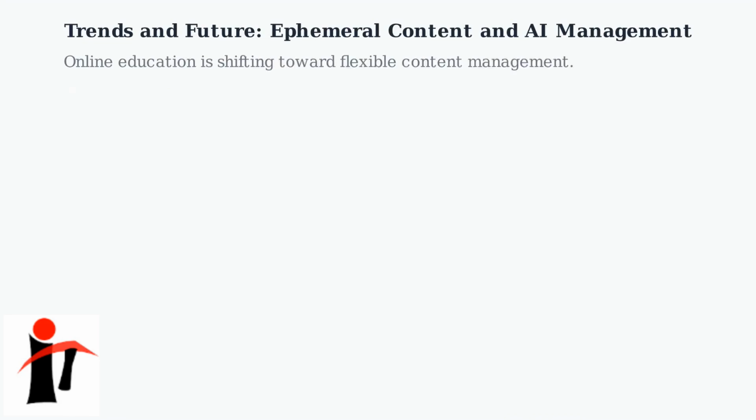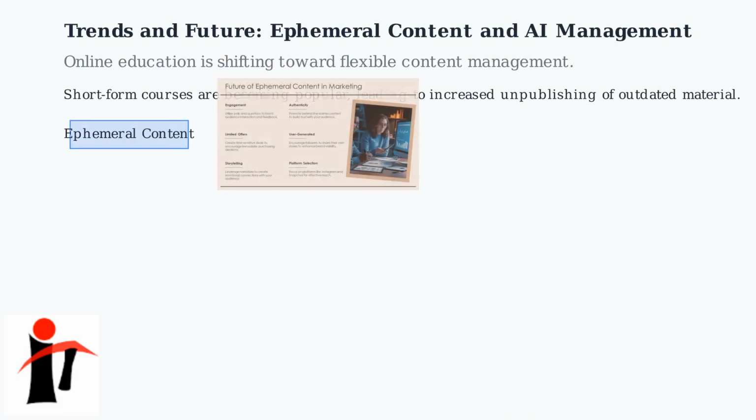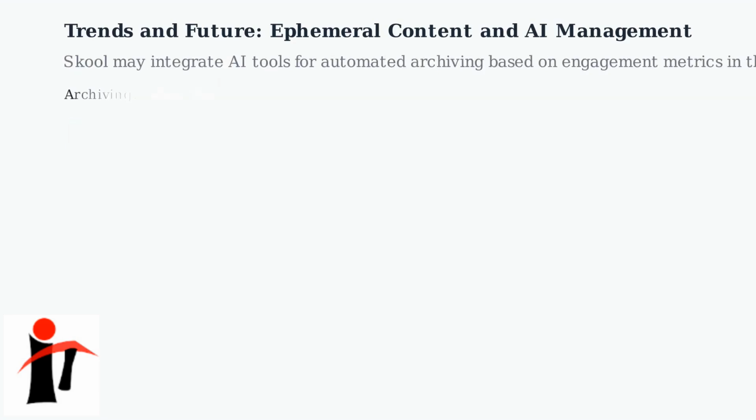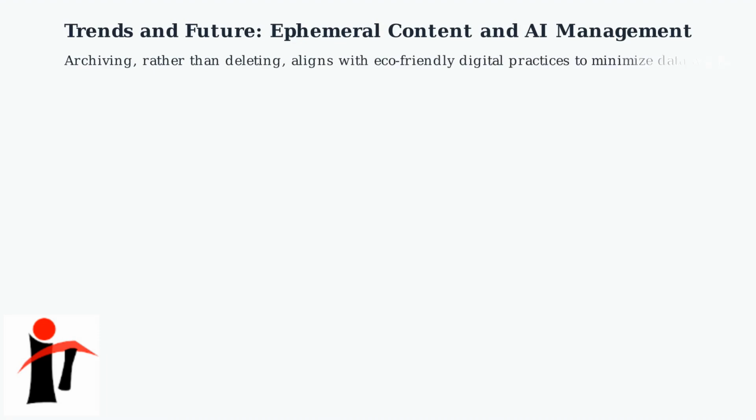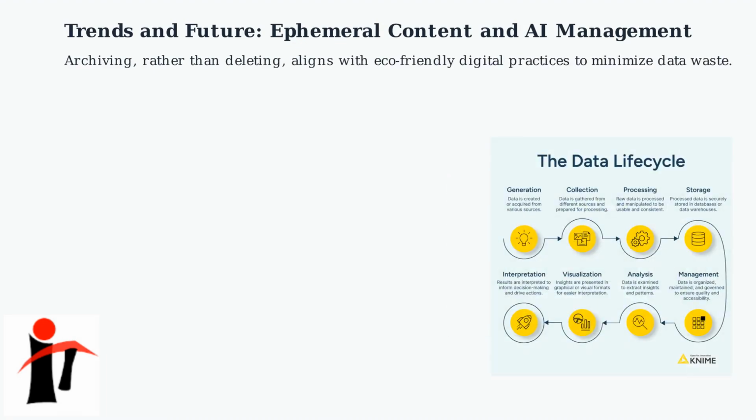Online education is shifting toward flexible content management. Short-form courses are becoming popular, leading to increased unpublishing of outdated material. Skool may integrate AI tools for automated archiving based on engagement metrics in the future. Archiving, rather than deleting, aligns with eco-friendly digital practices to minimize data waste.